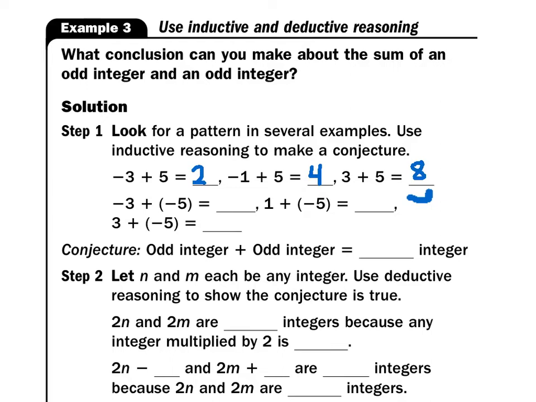Let's see if our pattern stays true with some different examples. So let's use both negatives. Negative 3 plus negative 5 is negative 8. 1 plus negative 5 is negative 4. 3 plus negative 5 is negative 2. So we can write a conjecture from here. An odd integer plus an odd integer is an even integer.